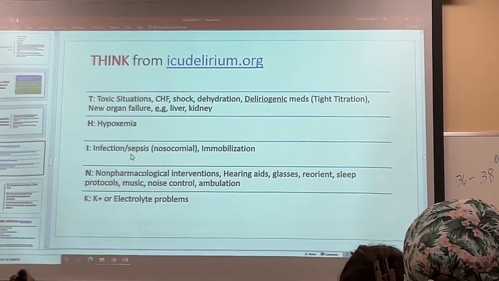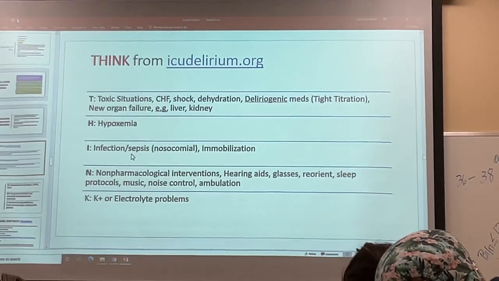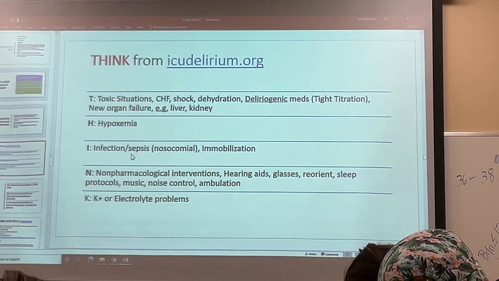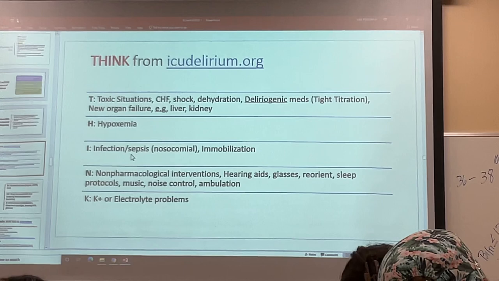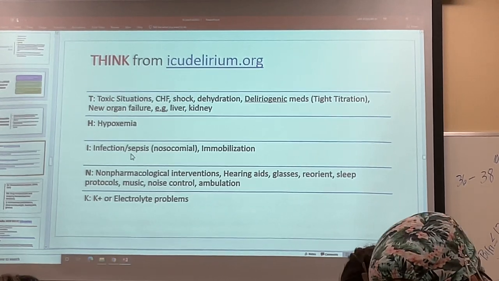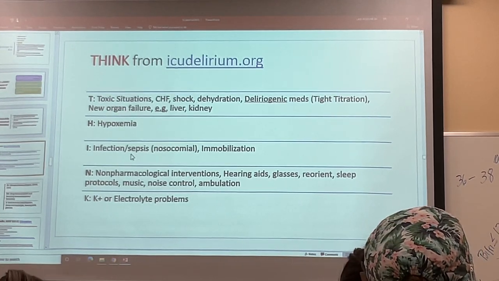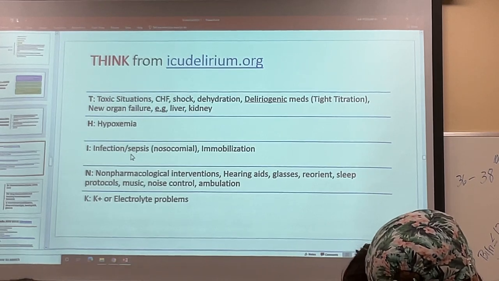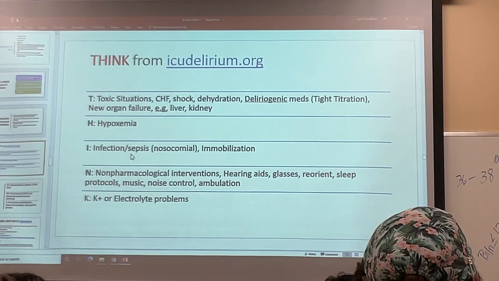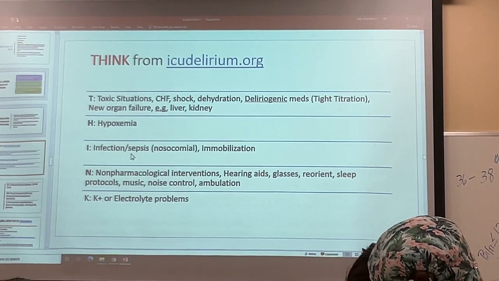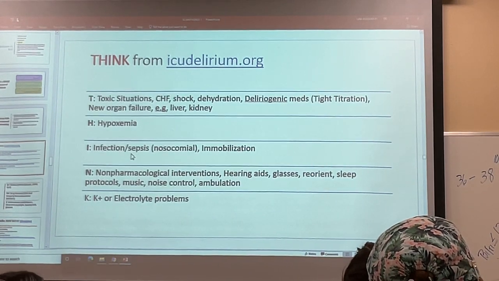And one of the best things that you can do for your patient, to prevent delirium or to mitigate the delirium, is to get them up and mobilize them. Put them on the side of the bed. Now they're not staring up into the ceiling fluorescence. Now you've got them on the side of the bed and they're looking at you. They're seeing a face. They're getting back to being a human again. And then check K and other electrolytes.